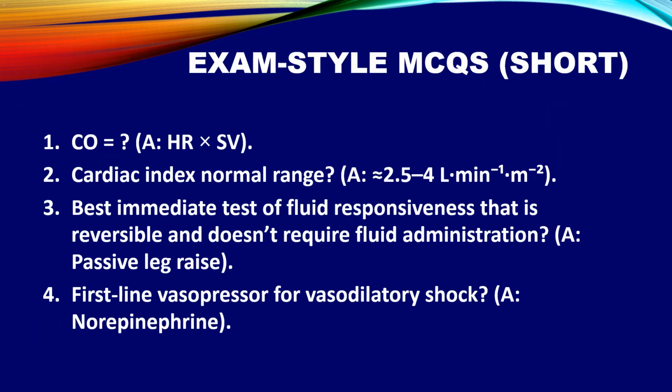Exam-style multiple choice questions. 1. What is the formula for cardiac output, CO? Answer. CO equals heart rate, HR, times stroke volume, SV. 2. What is the normal range for cardiac index? Answer. Approximately 2.5-4 L/min/m².